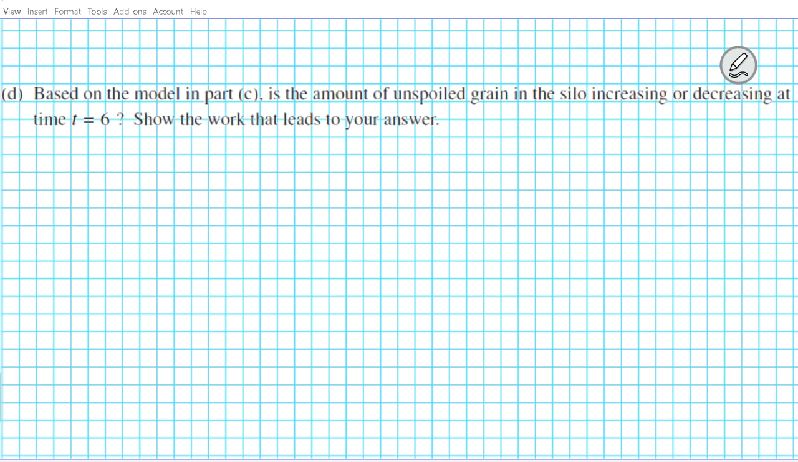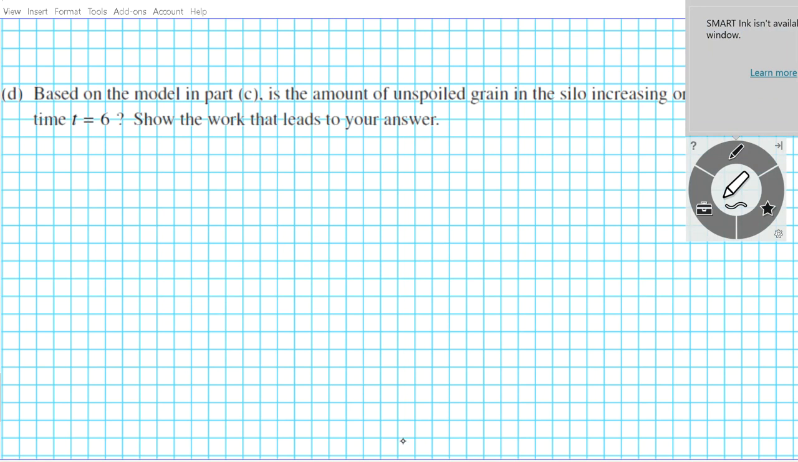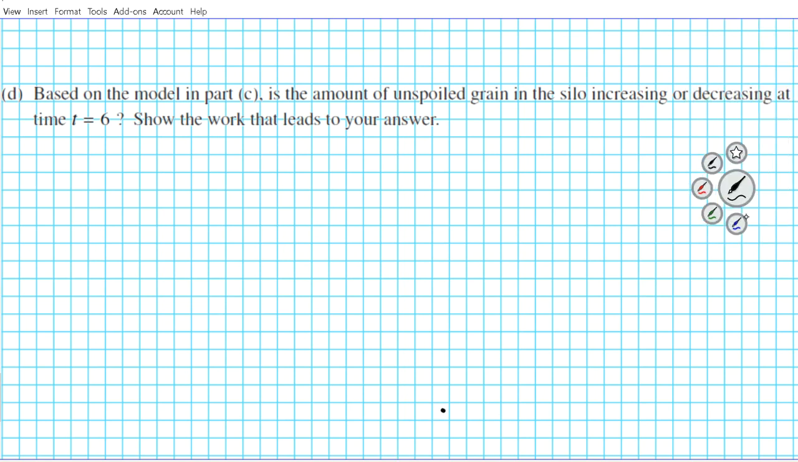All right, let's take a look at 1D, the last part. It reads, based on the model in part C, is the amount of unspoiled grain in a silo increasing or decreasing at time t equals 6? Show the work that leads to your answer. All right, so let's go ahead and do it.